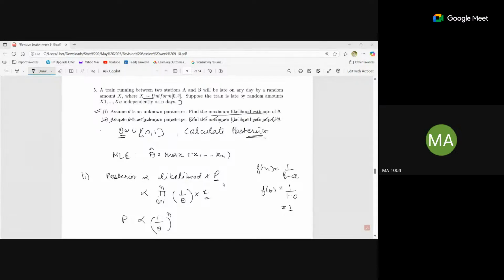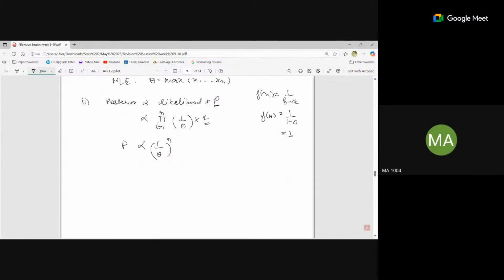Ma'am, this 1 by theta whole power n, since it is a constant value, how are you putting that product as power n? Okay, so I am taking the product of 1 by theta. That means 1 by theta for i equals 1, into 1 by theta for i equals 2, into 1 by theta for i equals 3, and it will go on till 1 by theta for n. So I can write this as 1 by theta raised to the power n.